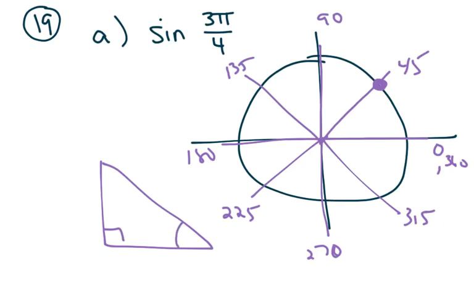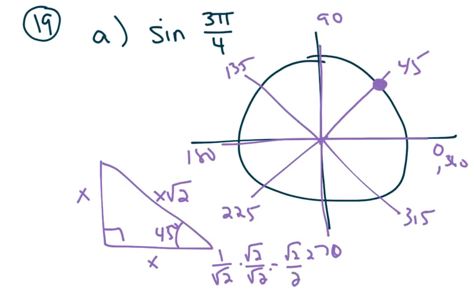Here was our 45, 45, 90 triangle from geometry, whose sides were x, x, x square root of 2. We found out that the sine and cosine of 45 degrees were both x over x square root of 2, which is 1 over the square root of 2. If we rationalize that, we find out it's square root of 2 over 2. So the ordered pair here is square root of 2 over 2, comma, square root of 2 over 2.